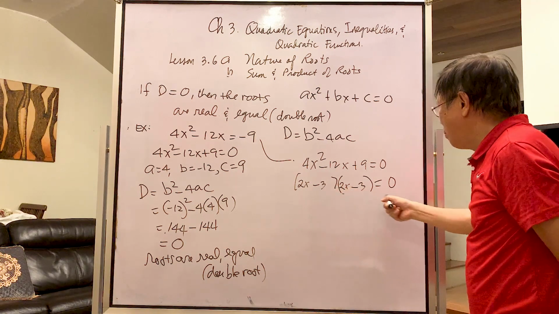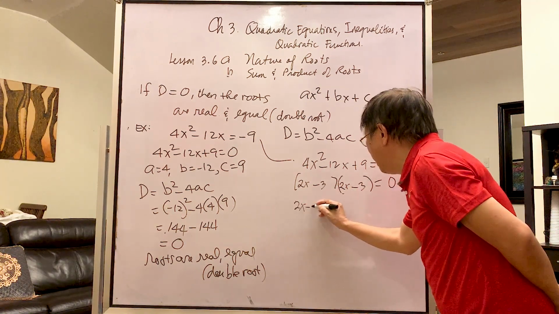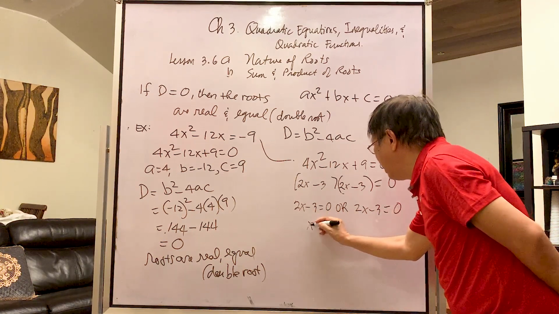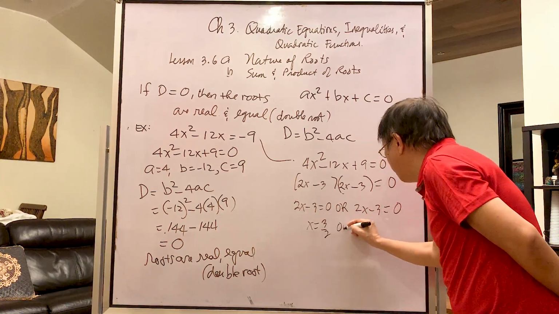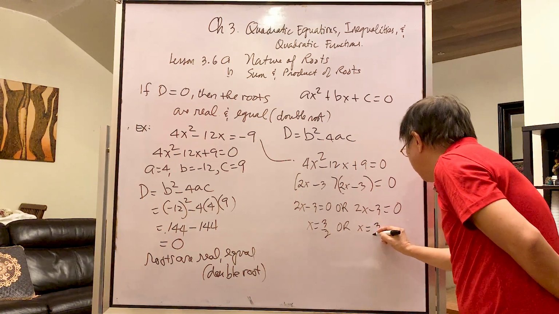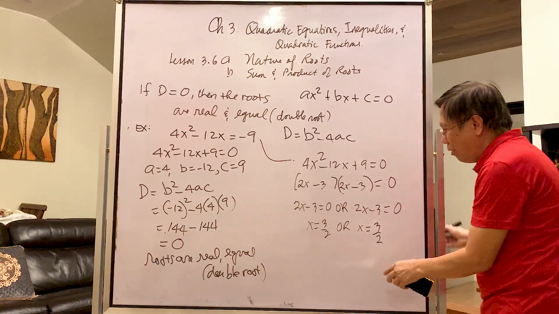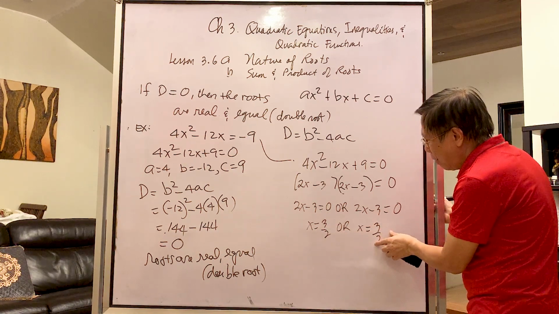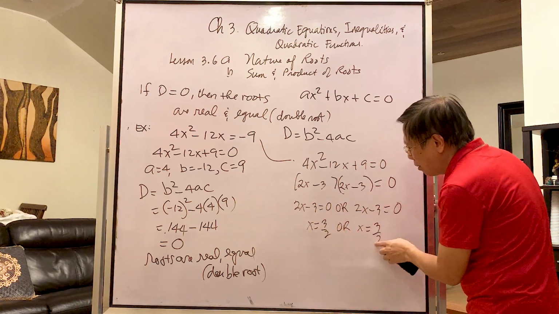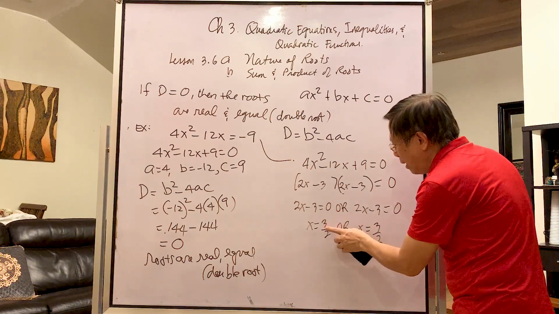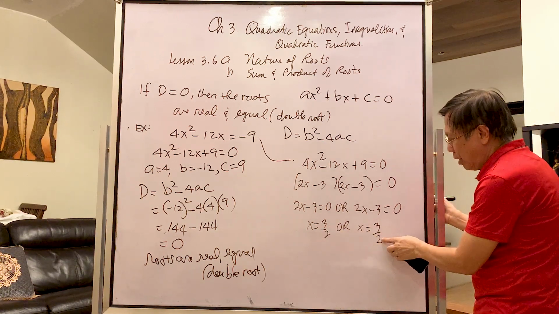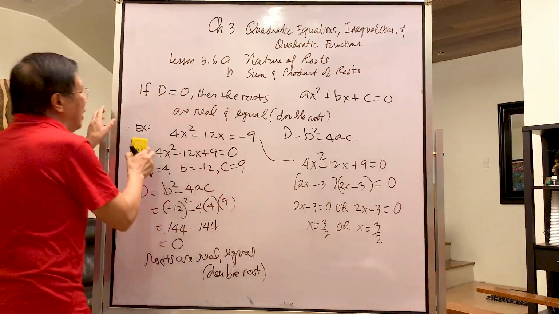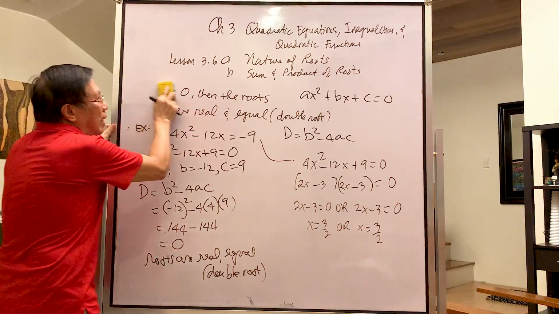Using the zero product property, I will equate these factors both to 0, and solving for x we get x equals 3 over 2 or x equals 3 over 2. Indeed, we have roots that are real and equal. Of course, they're also rational, but more particularly, we have a double root. Okay? 3 over 2 is a double root. Let's have the last case.